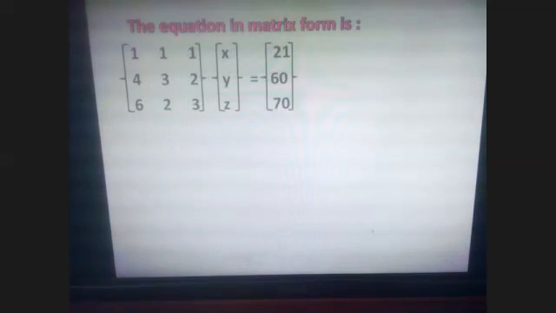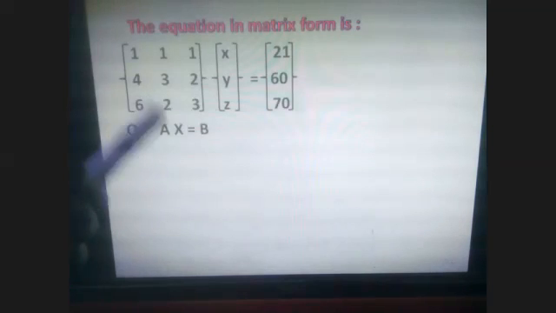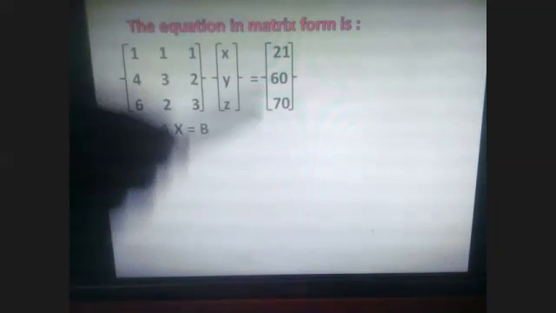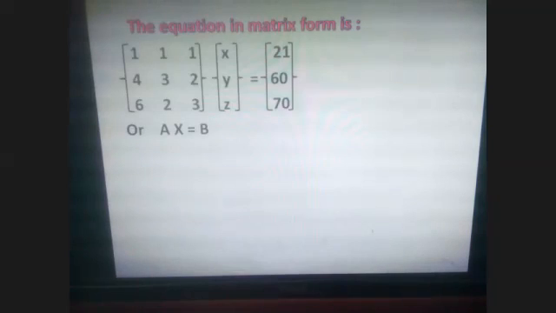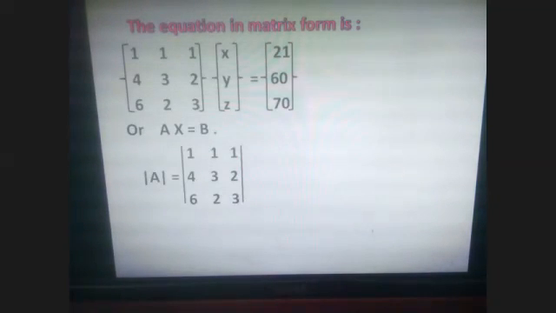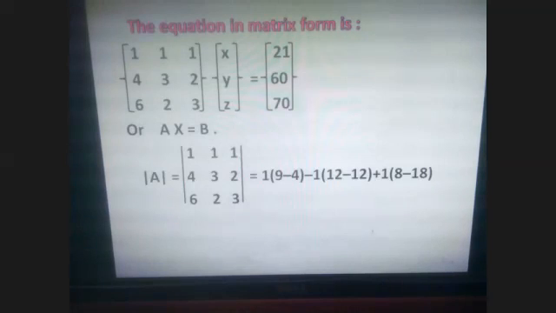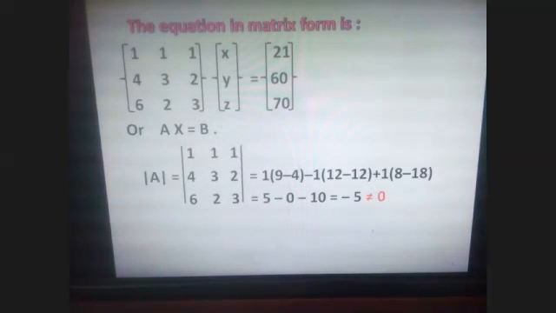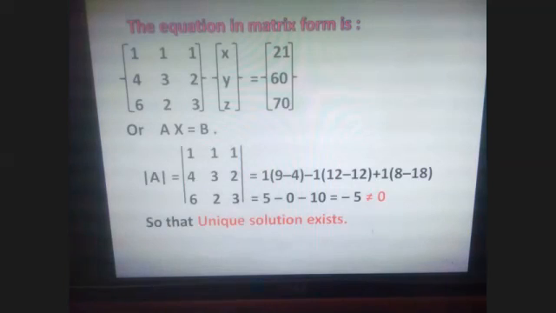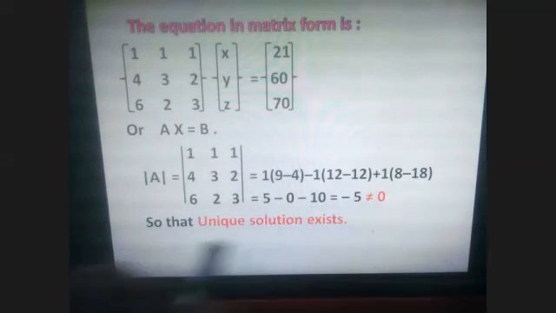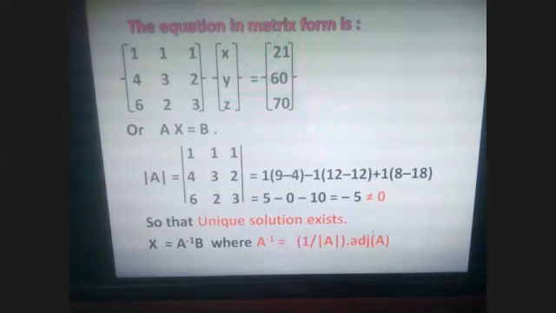That is matrix AX equal to B, where A is the matrix of coefficients, X is a column of variables, and B is the column of constants. We go for determinant of A. Determinant of A will be naturally non-zero, because then only we get a solution, and unique solution exists. You have to state that when determinant is non-zero, unique solution exists. What will be the solution? X equal to A inverse B, where A inverse is 1 by determinant A into adjoint.